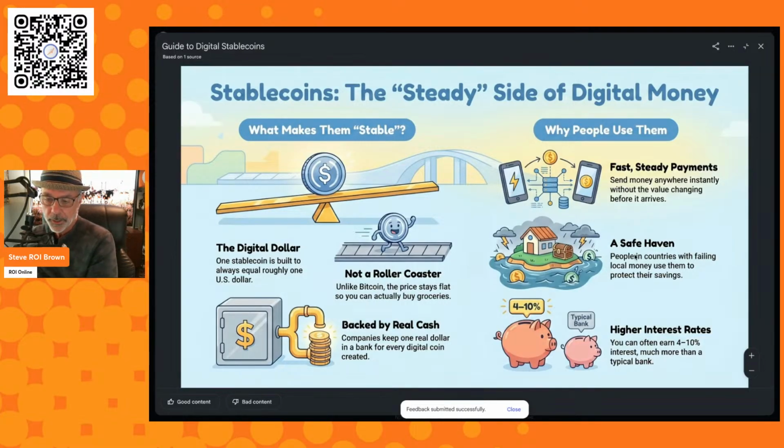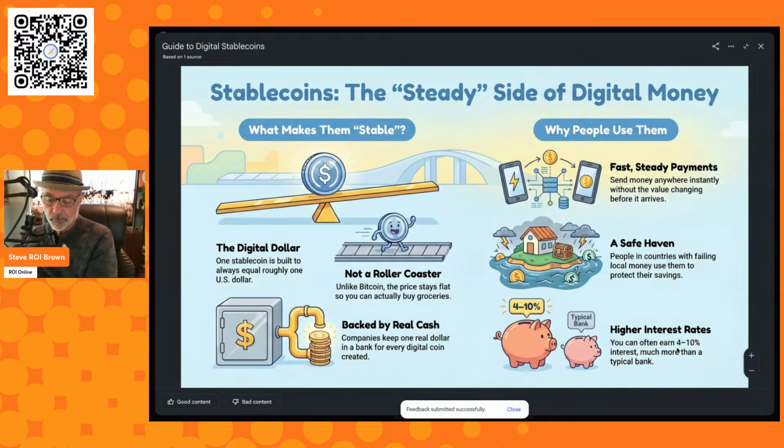And so many people in other countries want their money in US dollars because their perception is that it's stable, that it's a safe haven, and many people do that. And then the other advantage is you can earn interest on your stable coins.